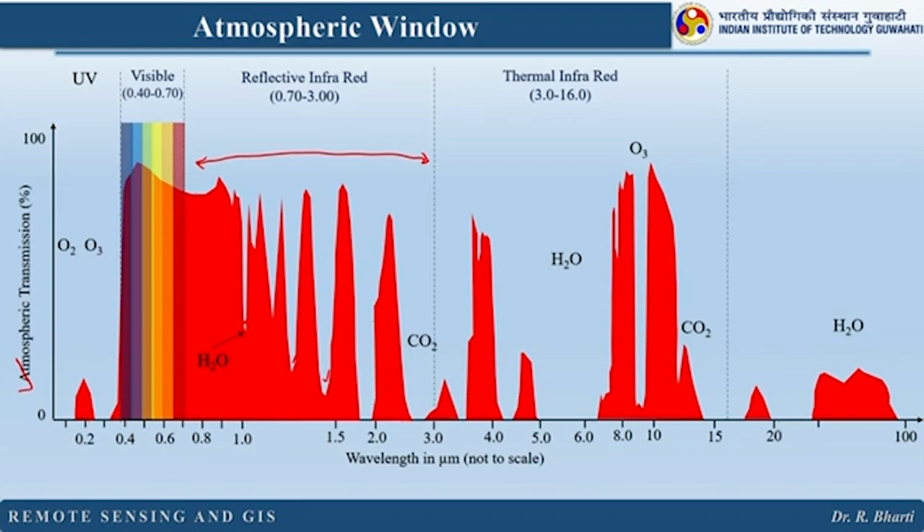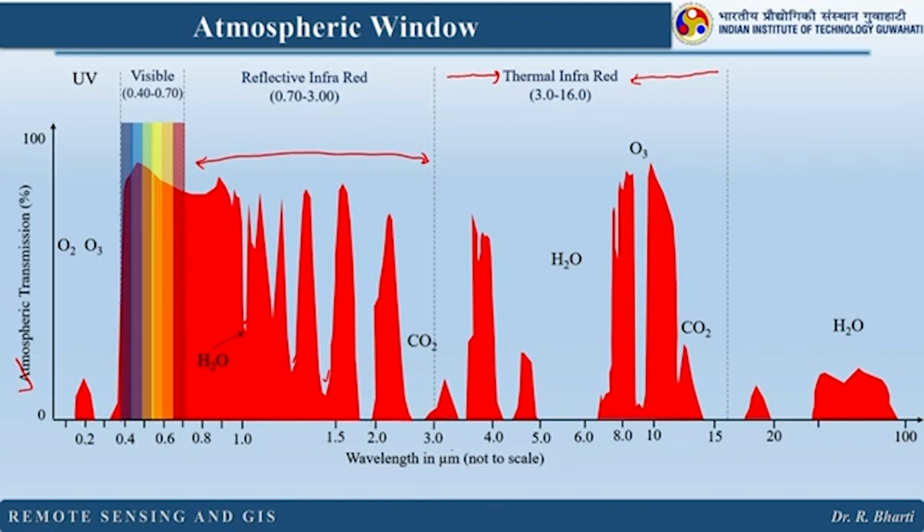Now let us understand in terms of thermal remote sensing, this is the wavelength range for the thermal infrared. Our sensors are active in this particular wavelength region, and the information captured through these thermal infrared sensors will be carrying the temperature and emissivity, right?